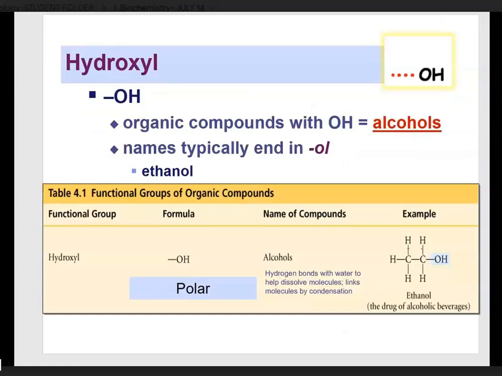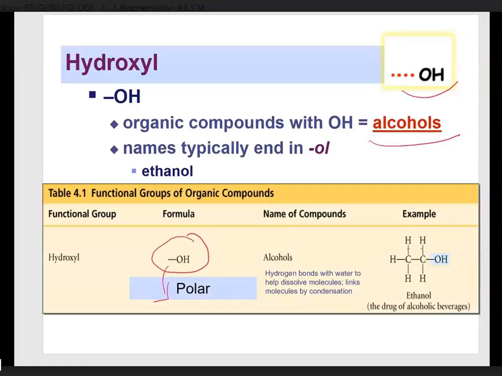The first one that I want to discuss is the hydroxyl. So what is it made of? Notice we have oxygen and hydrogen. Typically, organic compounds that have a hydroxyl group are going to be alcohols, and one example here would be ethanol. What's special and unique about this group is that oxygen is highly electronegative, which is going to give this functional group its polar property.